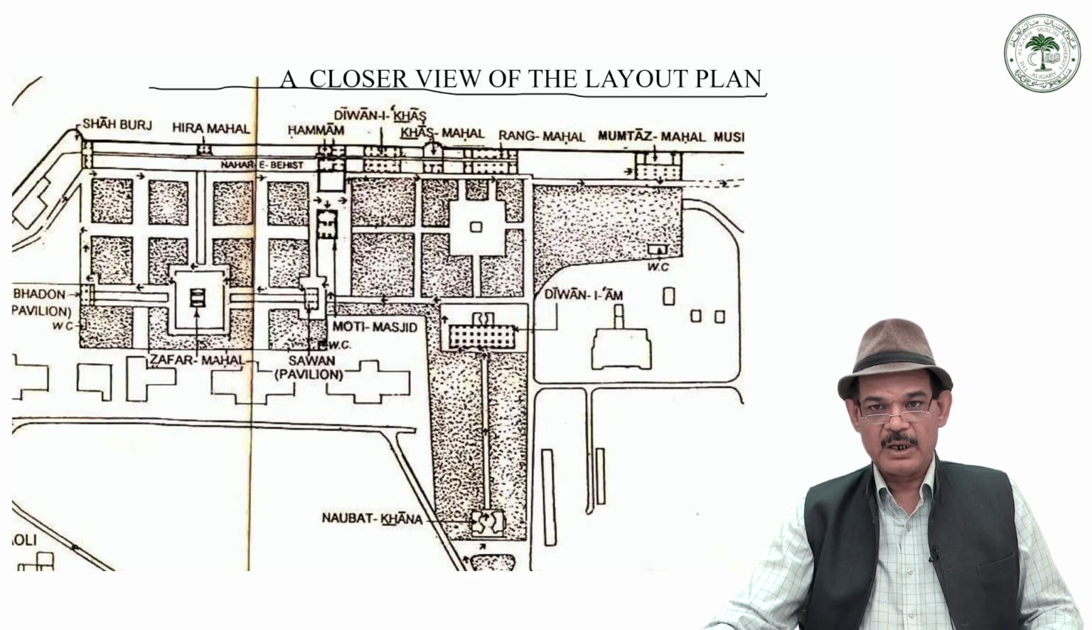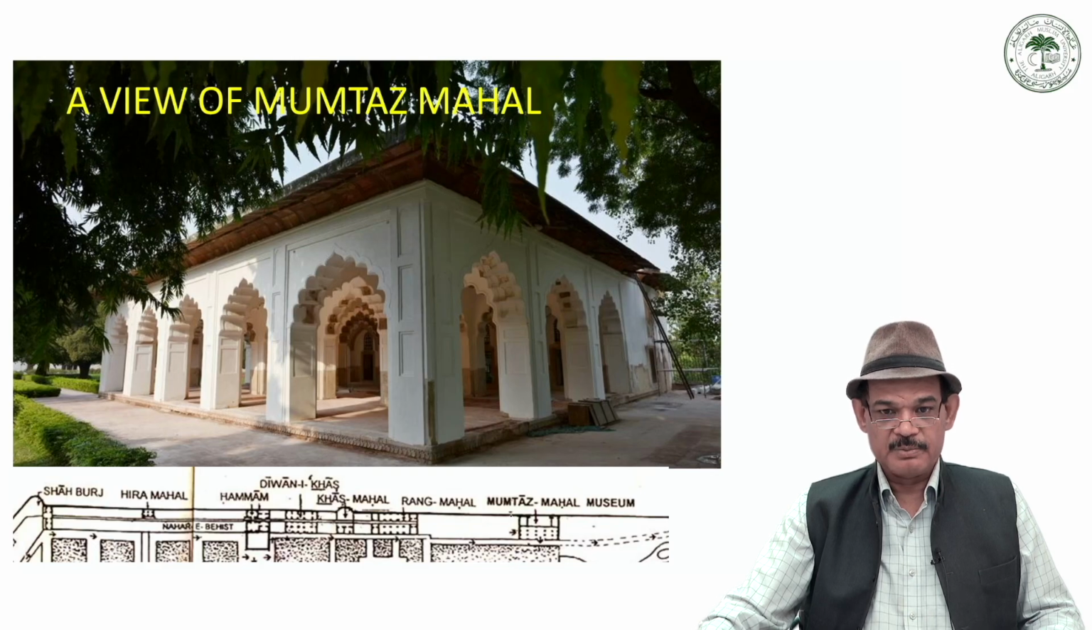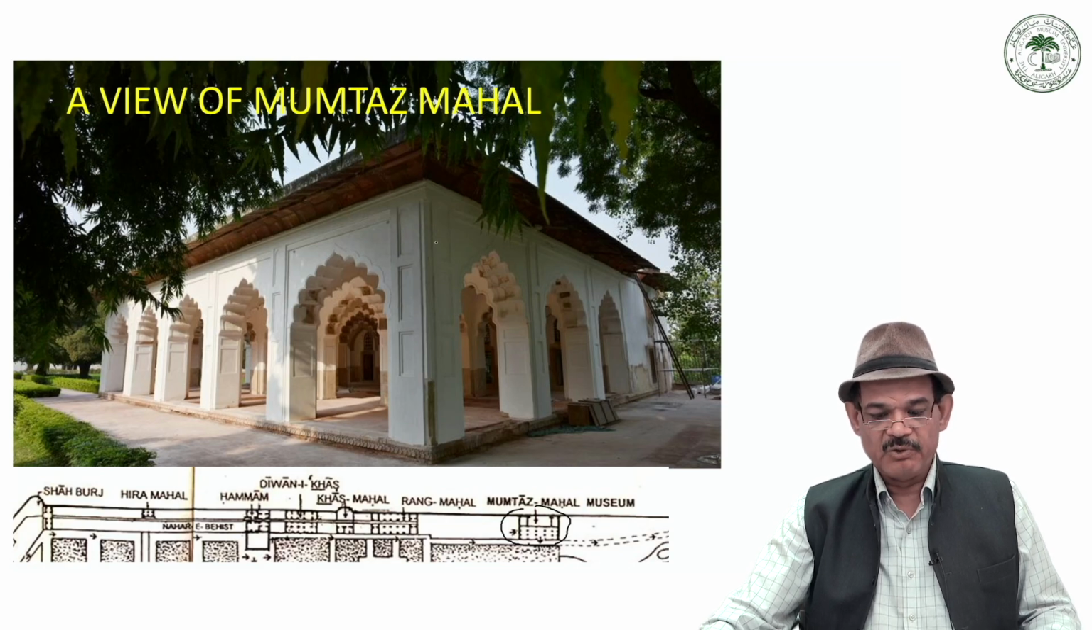On the southeastern corner, we have the palace of Mumtaz, known as Mumtaz Mahal. This is a view of Mumtaz Mahal, existing on the southeastern side. This structure is built with white marble, though not totally; half of its walls and pillars are white marble. The rest were built with brick and lime mortar, and plastered with lime mixed with white shell powder. So it looks like the whole structure is built with white marble.